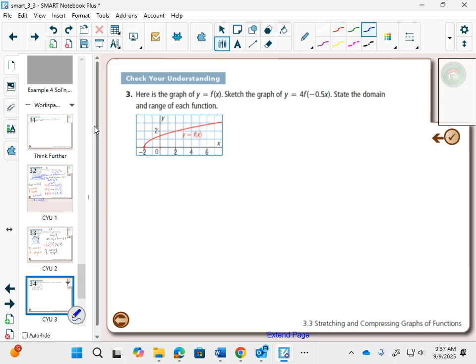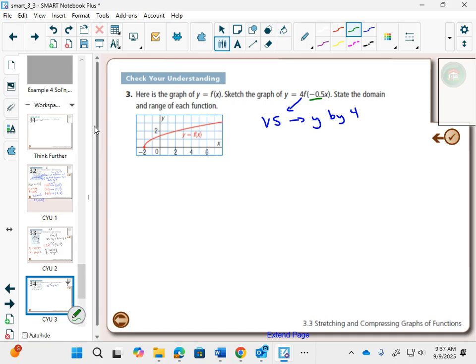Here's the graph of f of x, and now we have things combined. So I'm going to color code this. This 4 is outside the function. That's going to be a vertical stretch. Use that abbreviation. And that's going to mean that you are going to multiply your y values by 4.